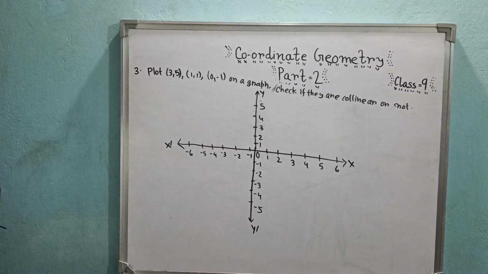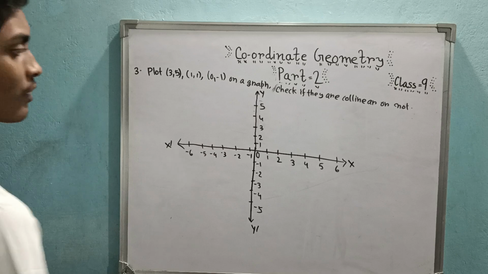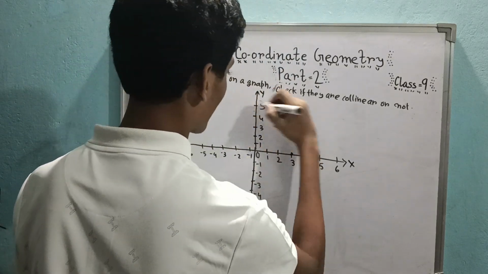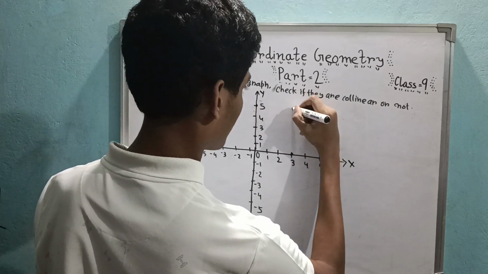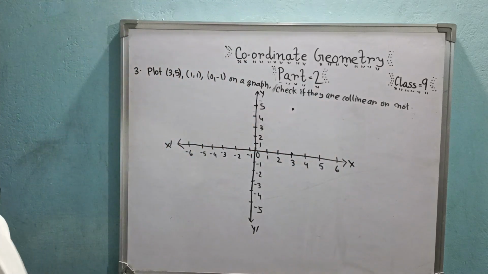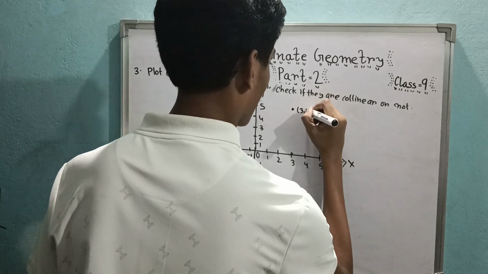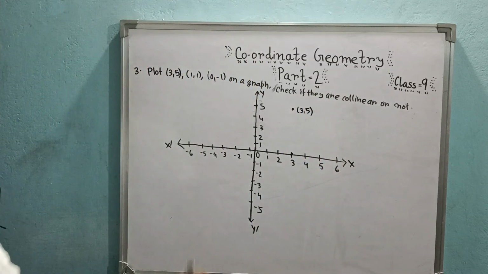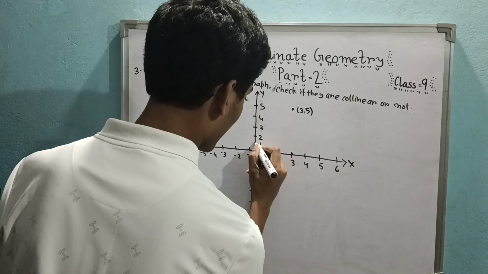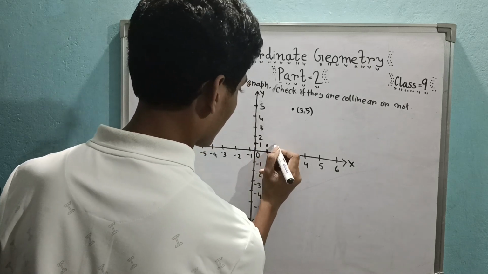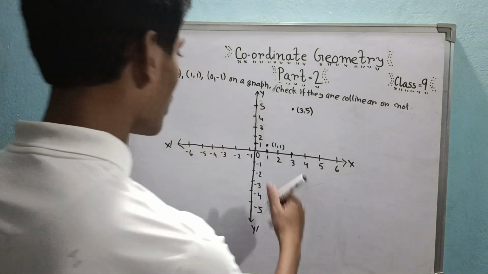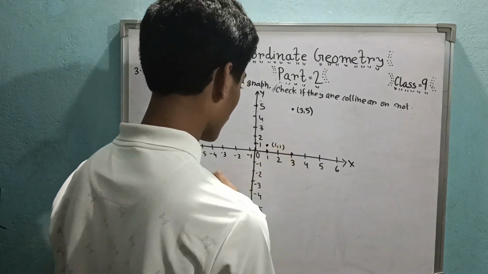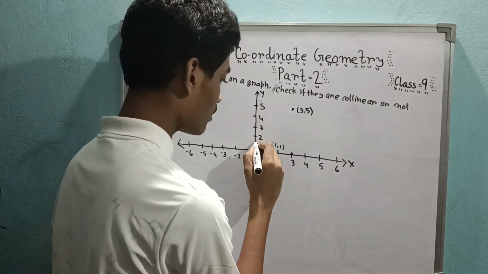For now, let's consider it here. So let's plot 3 comma 5. 3 units on x-axis here, 5 units on y-axis here. Intersect them. This is the intersection. This is 3 comma 5. Plot 1 comma 1. 1 unit on x-axis, 1 unit on y-axis. Intersection is this one. This is your 1 comma 1. 0 comma minus 1. 0 units on x-axis here and minus 1 unit on y-axis, that is here.